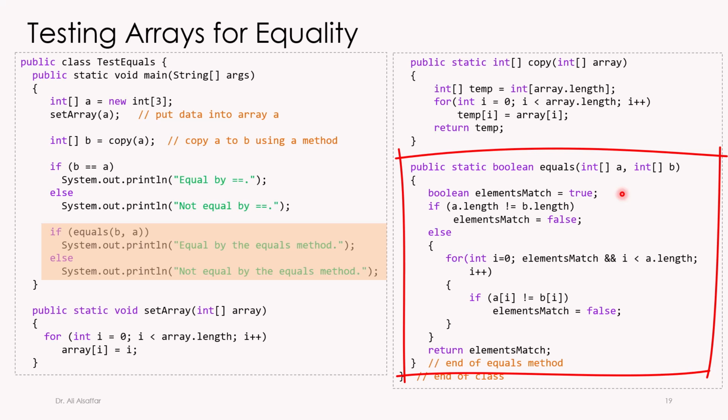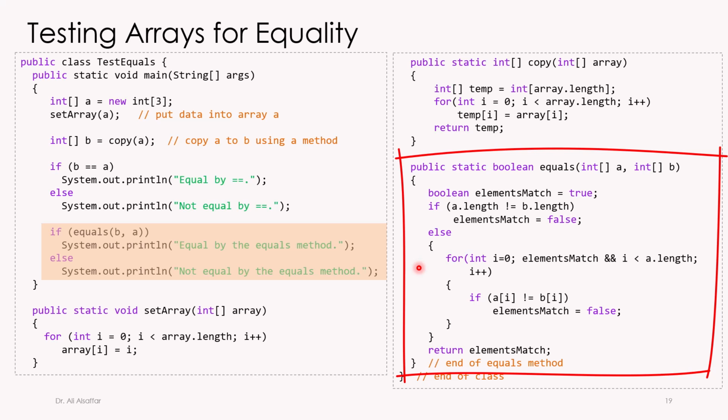The first test is we test for the length. Definitely, if these two arrays do not have the same length, then they are not equal. So if the lengths of A and B do not agree, then the elementsMatch variable will be equal to false. And notice that inside the method, we have an if and a big else. So if this if statement is true, then it will skip the else and it will return false, meaning the two arrays do not match because they don't have the same length. However, if they agree on the length, then we will go inside the else.